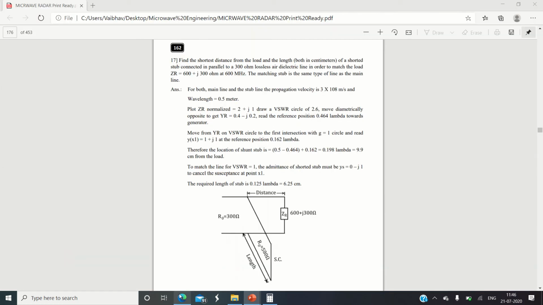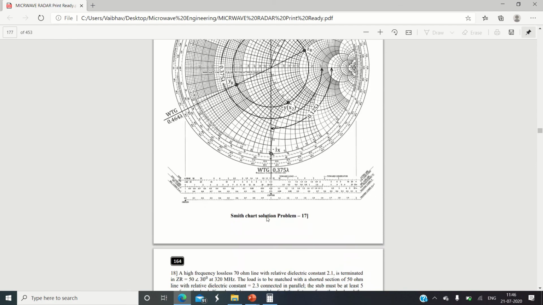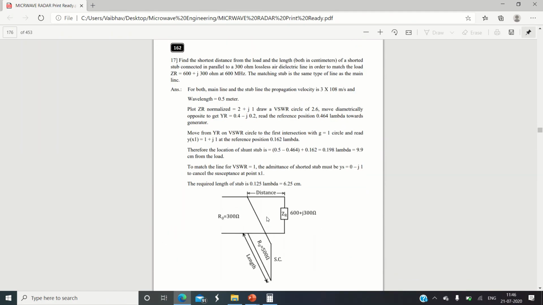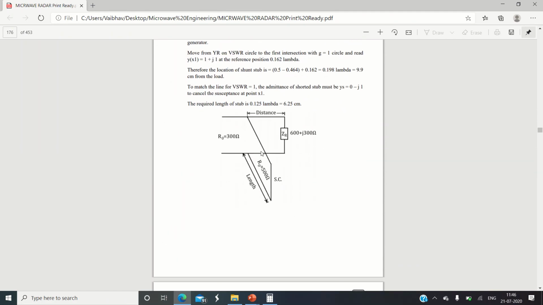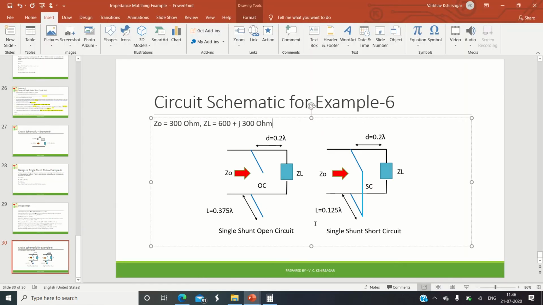So what values have we got over here? See the values that we have got. Now in this particular solved example, this is designed with a short circuit. If you observe, the required length of the stub over here is 0.125 lambda short circuit length. So what length have we got for our short circuit case? It is the same, 0.125 lambda.